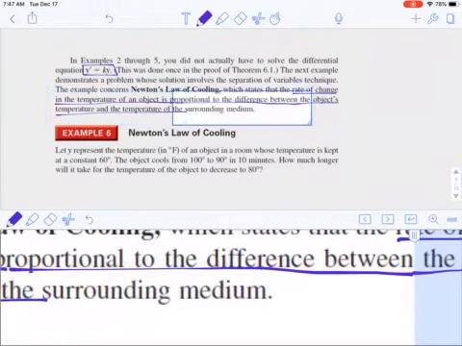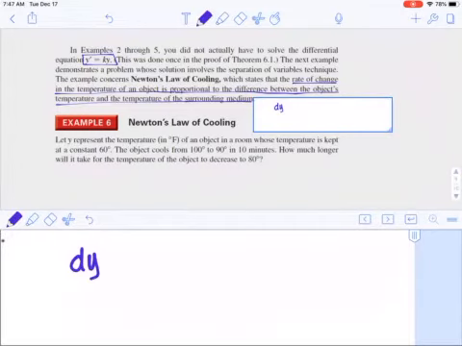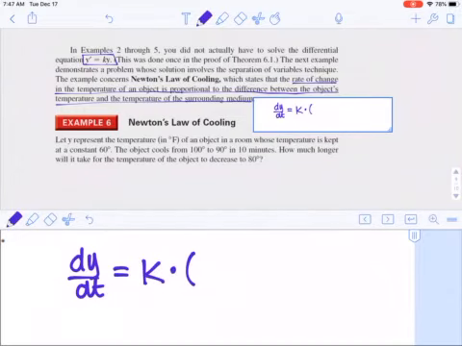Okay, so it sounds really, I think, maybe a little intimidating. But the rate of change in the temperature of an object is directly proportional to the difference between the object's temperature and the temperature of the surrounding medium. So this is going to be some number that we actually know. That's essentially the translation of this.